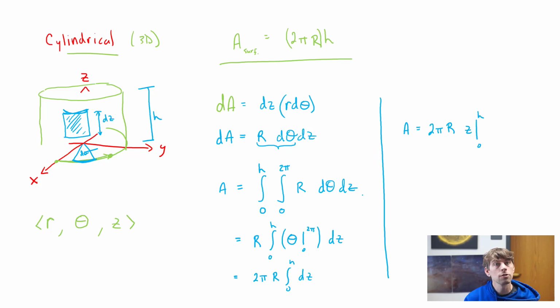0 to h. And we obtain the answer that we already expected, that the area of the body of the cylinder is simply 2 pi r, the circumference of the cross-sectional area. Take that, slice it, you get a circle, 2 pi r, times the height of the cylinder. All right, good.